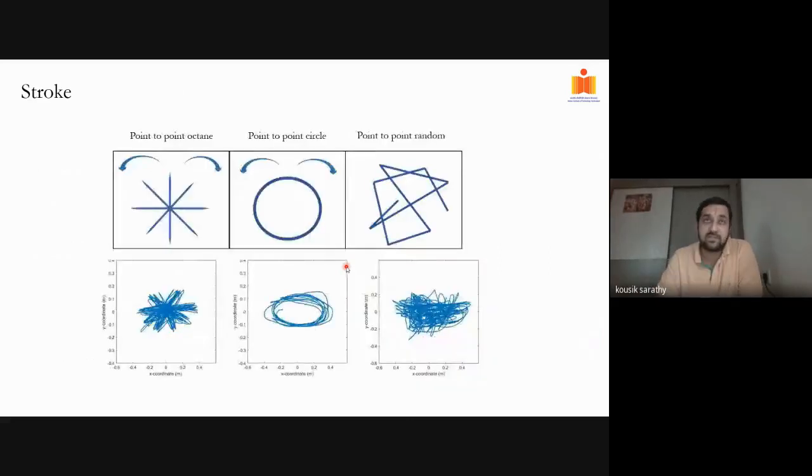As part of this particular study, we asked healthy subjects, 15 healthy volunteers in the university-going age group, to do 3 tasks. One was point-to-point octant, which is a very standard task. You go from center up, center down, and then you trace. This is randomized within these 8 directions, so you will go up and then down, left, bottom, right, and so on.